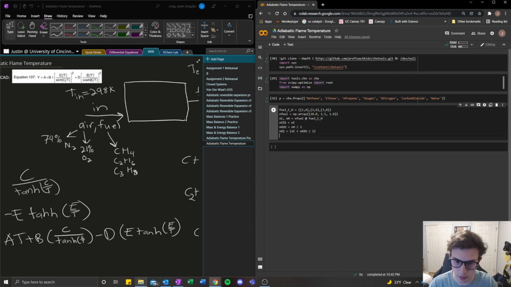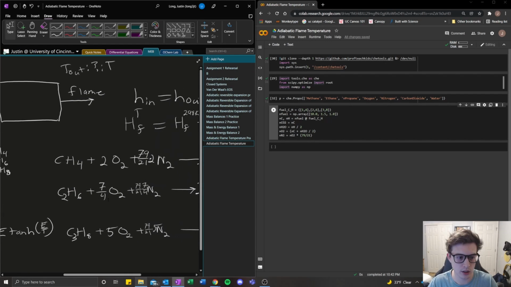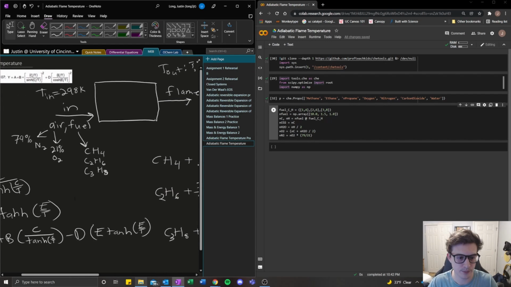We also need the number of moles of nitrogen, and that is going to be equal to the number of moles of oxygen times 79/21. And we get all of this from our stoichiometry over here.